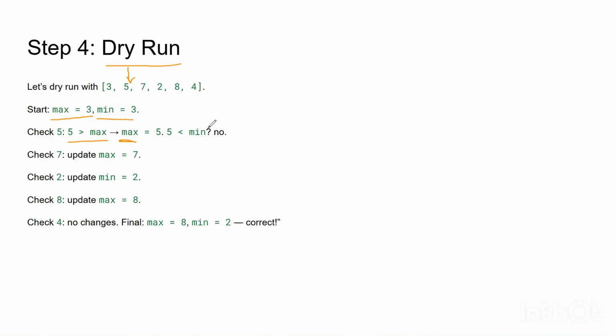Now we again check for minimum value as well. So is 5 less than the minimum value? No, 5 is not less than 3. In fact, 3 is less than 5. So the minimum value will still be 3. So in our case, maximum value is changed to 5 and minimum value will still remain the same, that is 3. Now we move on to 7.